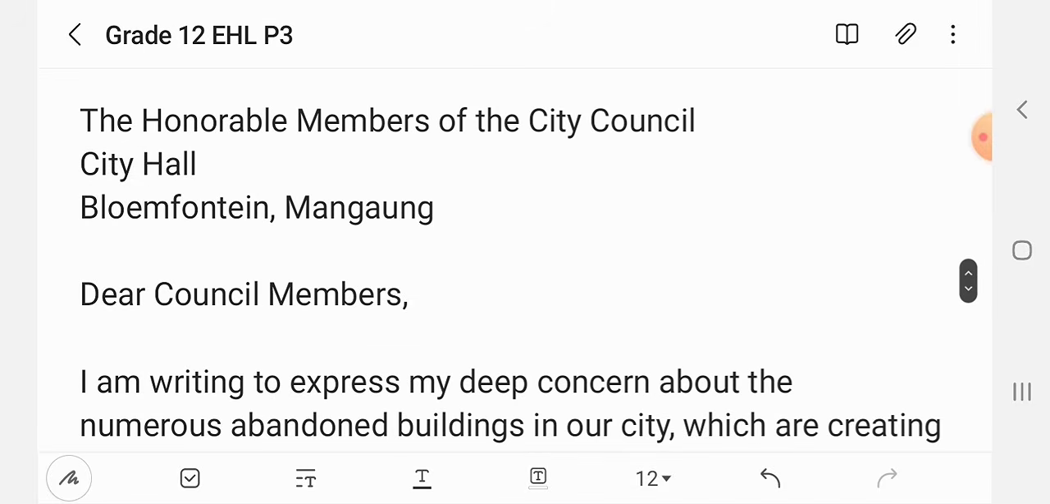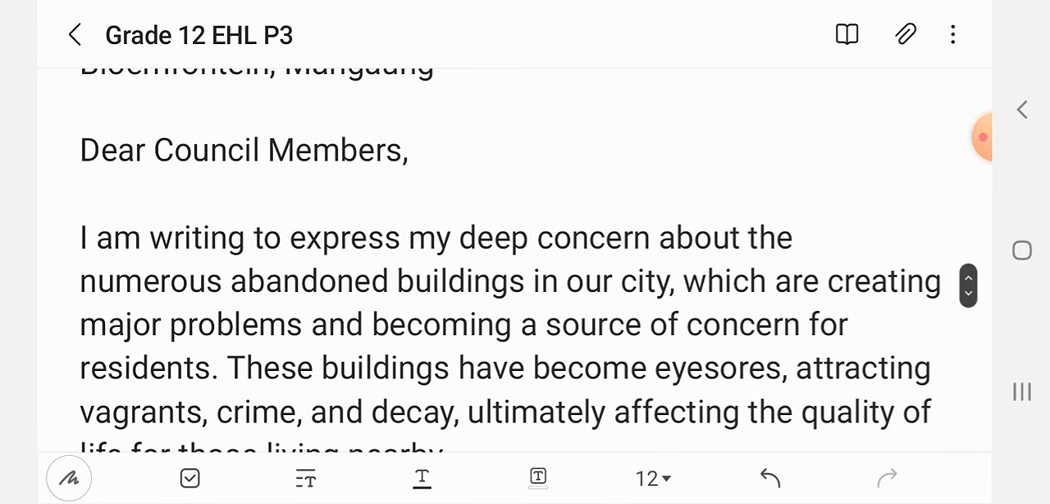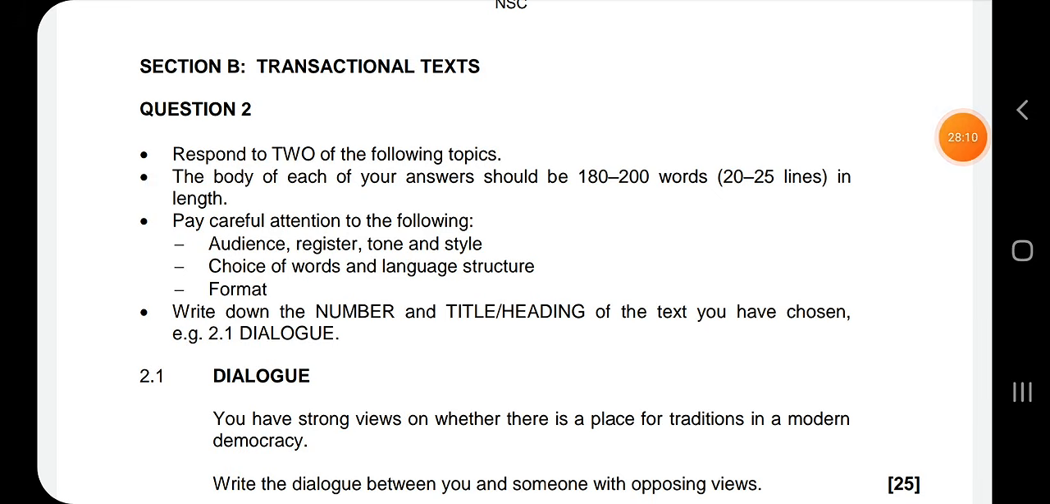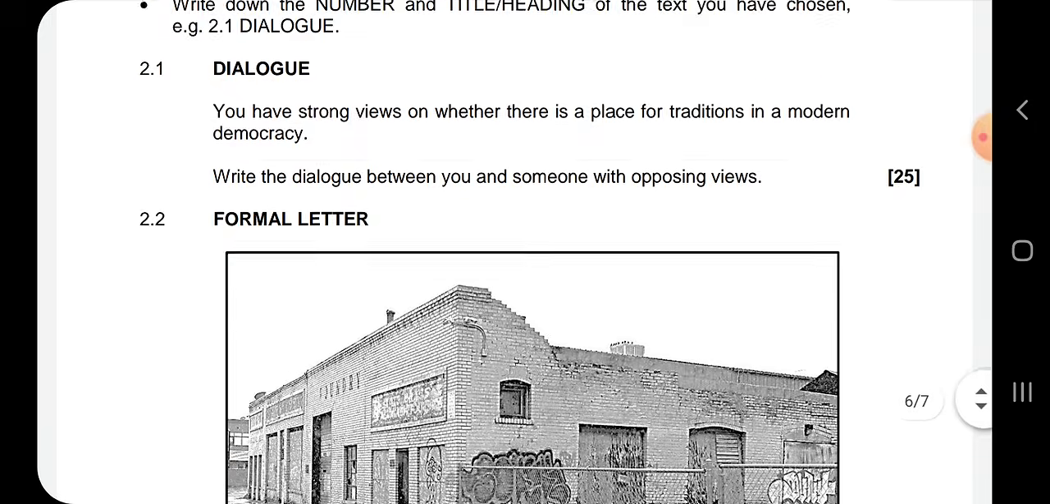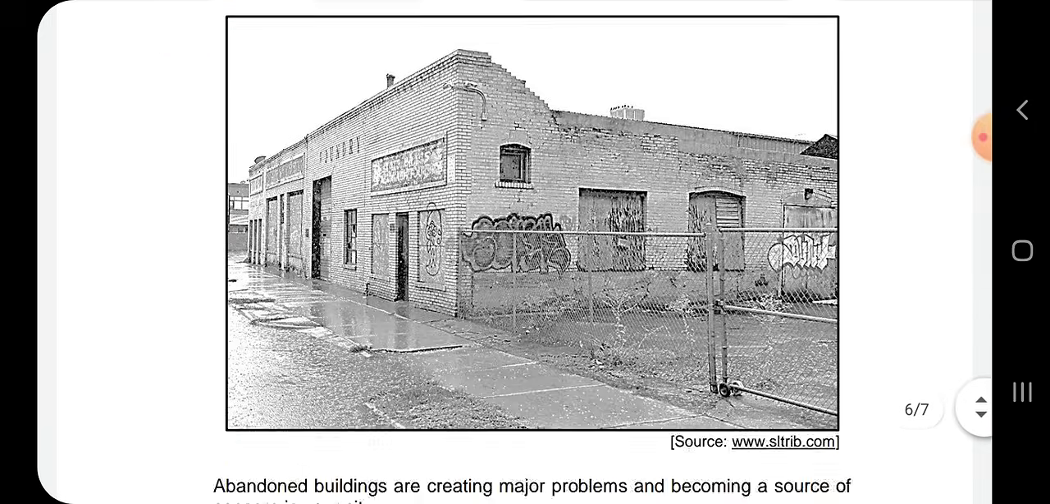So the honorable members of the city council, City Hall, Bloemfontein, Mangaung. Dear council members, that is a salutation. I haven't shown you the question. Transactional texts. Question 2. Respond to 2 of the following topics. The body of each of your answers should be 180 to 200 words in length. Pay careful attention to the following: audience, register, tone and style, choice of words and language structure, format. Write down the number and title or heading of your text you have chosen. You have chosen a dialogue, so it's a formal letter.